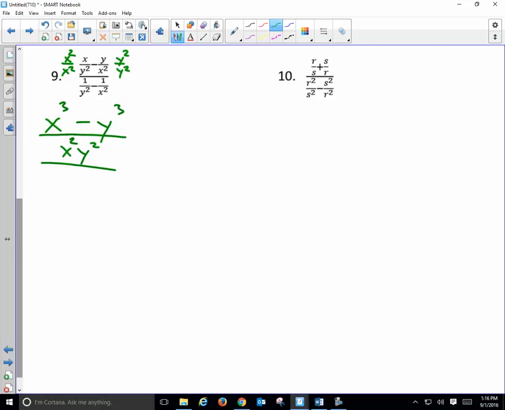That's the top. Let's look at the bottom. 1 over y squared minus 1 over x squared. Common denominator will be x squared y squared, so I multiplied y squared over y squared, x squared over x squared. And I get, good. So I've now accomplished the first task. You always follow this procedure. Now I move to multiplying by the reciprocal.